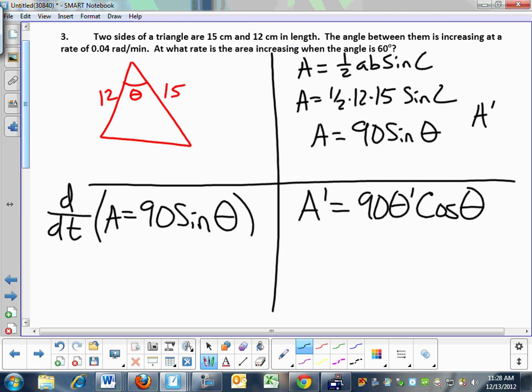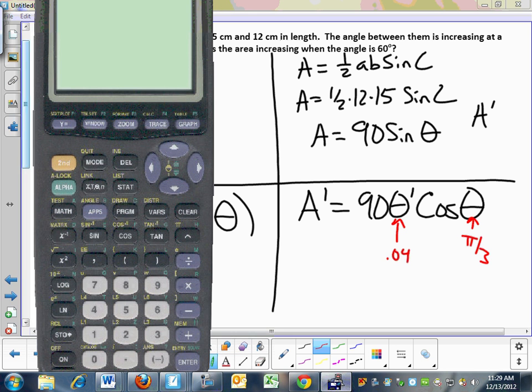So we're solving for A prime. We don't know it. As Berkey just said, we know that theta prime is 0.04. Do you know what theta currently is? 60 degrees, but that's in degrees. Converted to radians? Pi over 3.